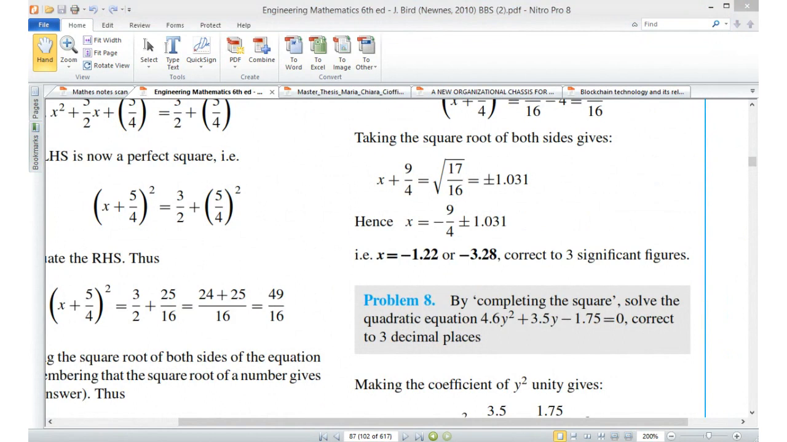So that is what we expected to get. x equals 1.22, or x equals negative 3.28, correct to three significant figures. So I believe you're getting something close to that, either plus or minus 0.01. If you're not able to get that, you can let me know.